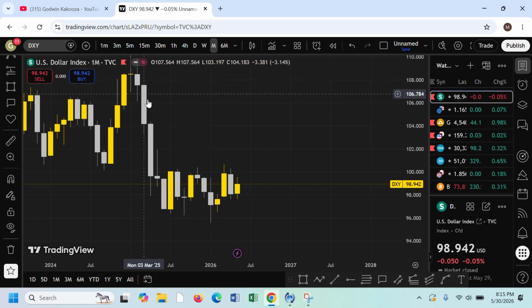Price moved down. It has been consolidating for the past months: 1, 2, 3, 4, 5, 6, 7, 8, 9, 10, 11. So this is the 12th month. Almost 1 year, the dollar index has been in the correction phase.